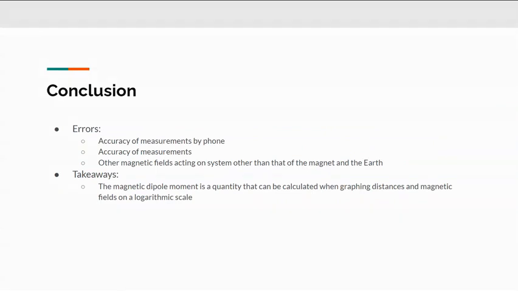Overall, my errors mostly came from the accuracy of the measurements by the phone, as well as the distances I recorded, and other magnetic fields that could have potentially acted on the system other than the magnet and the Earth. And overall, I took away that you can calculate the dipole moment when graphing distances and magnetic fields on a logarithmic scale.